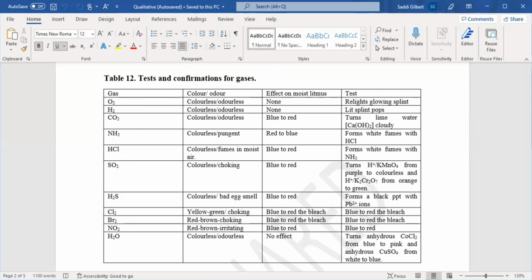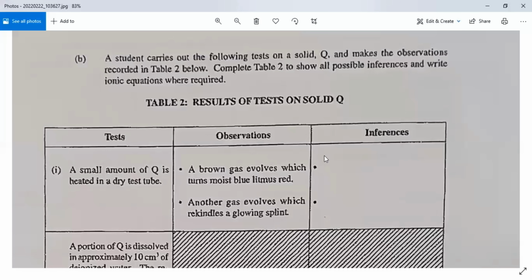So it means that our other substance here, you have NO2, and then this is oxygen. This is how you write your inference. You don't need to write 'it may be' or 'it could be' or anything like that. You just need to write down the things like that. Okay, so that's how you do that part.